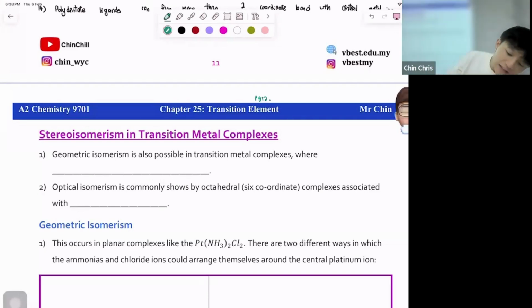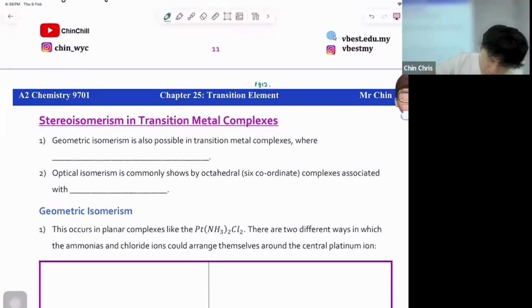Okay, let's go. Stereoisomerism in transition metal complexes. I finally brought over the model, which I will show you later. By the way, this section is very, very important, so put some stars. Every single year, you definitely encounter one or two questions from here.